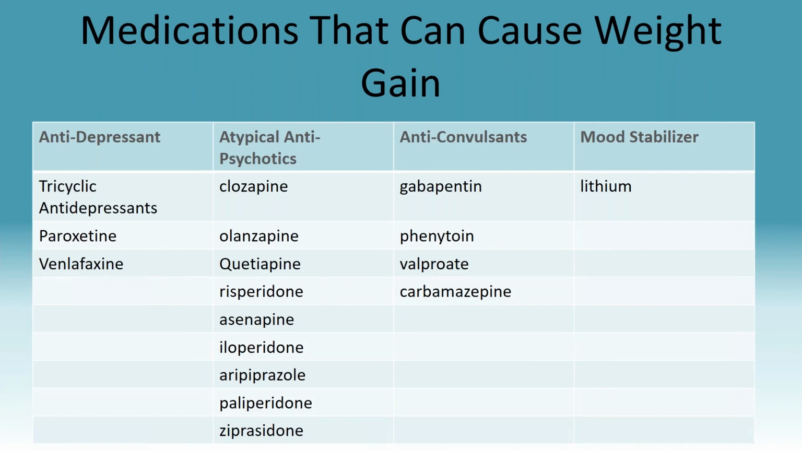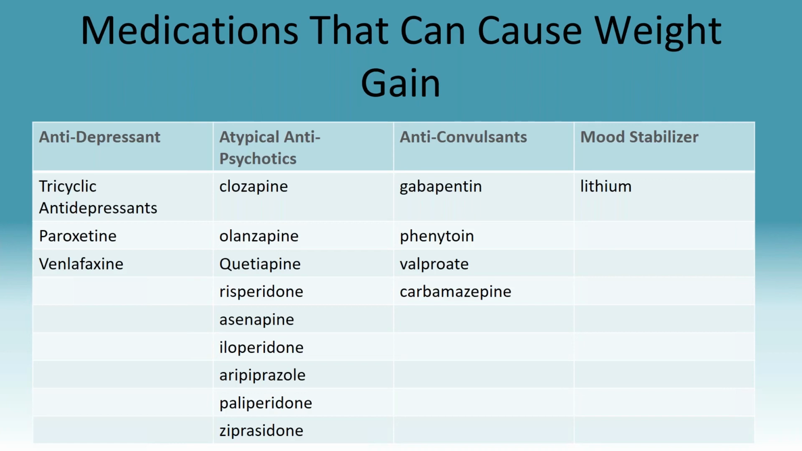There are also a number of antidepressant medications, many of which we use in GI, including the tricyclic antidepressants, can cause weight gain, as well as paroxetine. Although any of the SSRIs could potentially cause weight gain, this is really the biggest offender. So if patients are on Paxil, I usually try to switch them to a different SSRI or to a different medication altogether. Venlafaxine can also cause weight gain as well. In terms of the atypical antipsychotics, almost all of them can cause weight gain, although the least weight gain associated medications include aripiprazole, paliperidone, and ziprasidone.